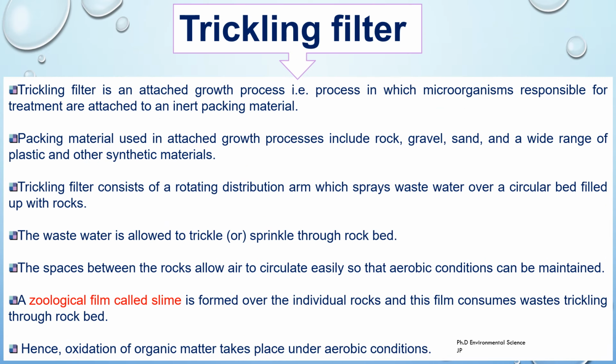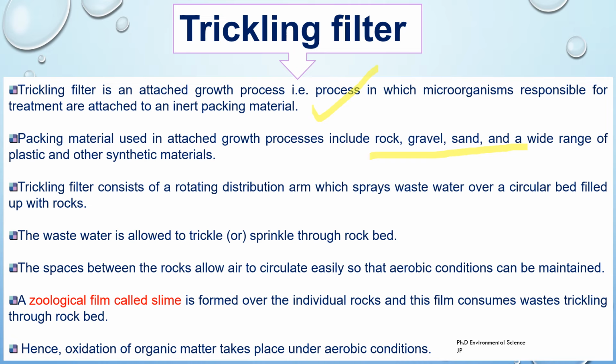Trickling filter. It is a type of wastewater treatment system that utilizes an attached growth process for the biological degradation of organic matter. In a trickling filter, microorganisms responsible for treating wastewater are attached to an inert packing material. This packing material can include materials like rock, gravel, sand, and various types of plastic or synthetic materials. These materials provide a large surface area where microorganisms can grow and form a biological film or slime layer.